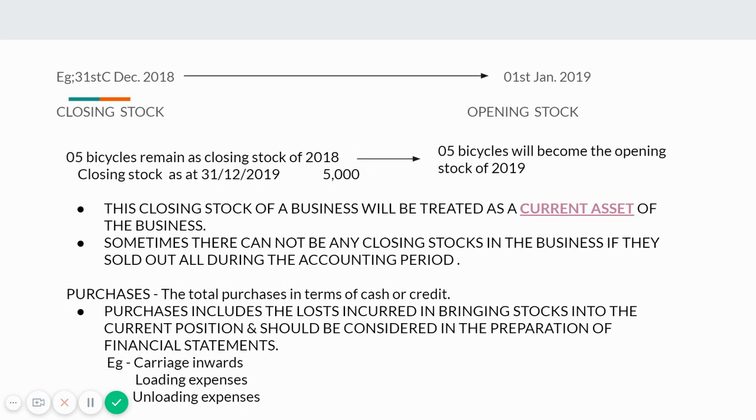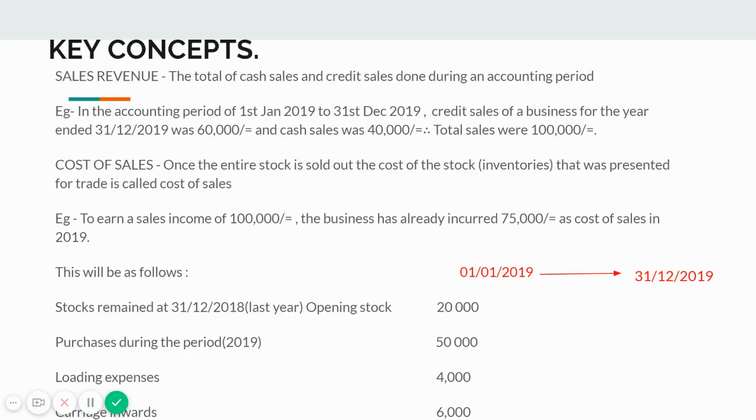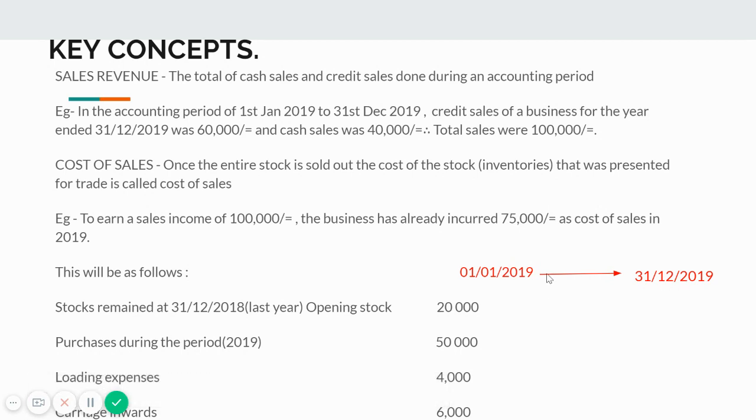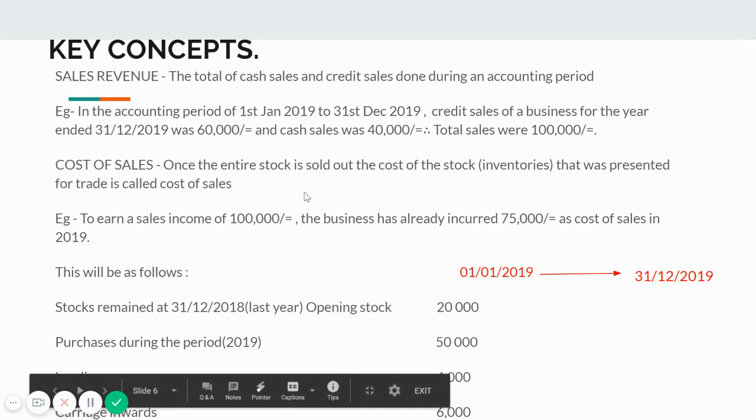Okay. Then that's what you mean by stocks remain at 31st December 2018, which is last year, and that will become the opening stock of this accounting period, which starts from 1st January 2019 to 31st December 2019. So when you are calculating the cost of sales, we are going to consider that opening stock as well. Then what these purchases are.